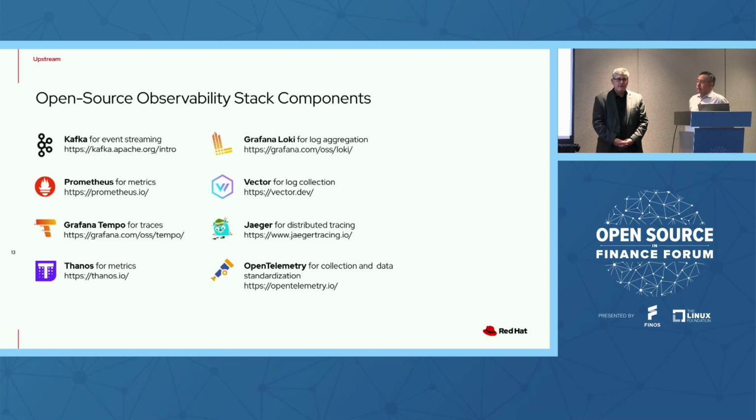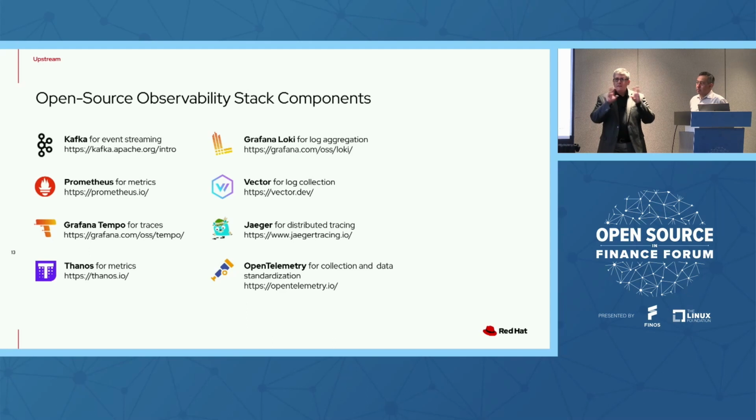And then you have tools like Vector for aggregating logs. You have tools like Thanos, for example, for storing metrics. And then you have tools like Jaeger for storing distributed tracing, and you have OpenTelemetry, for example, as a tool that helps you collect that data.